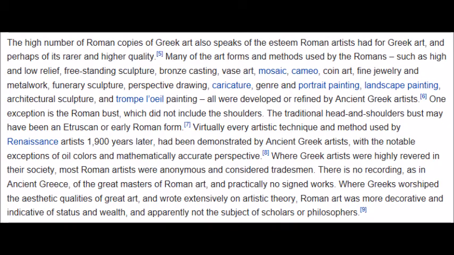There is no recording, as in ancient Greece, of the great masters of Roman art. Strange, the Romans wrote everything down, didn't they? There's not a single piece of Roman sculpture that has actually been signed, when Greek art was. Where Greeks worshipped the aesthetic qualities of great art and wrote extensively on artistic theory, Roman art was more decorative and indicative of status and wealth, and apparently not the subject of scholars or philosophers. So again, we don't really read much about it, but it's massive.